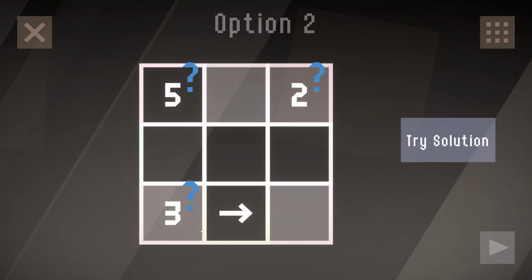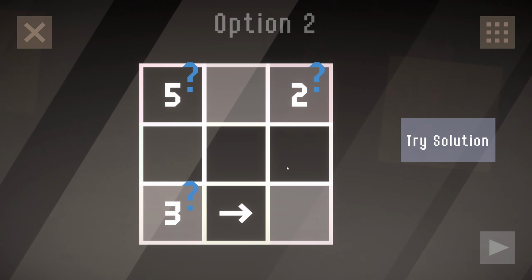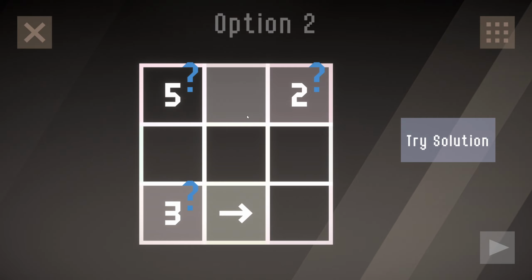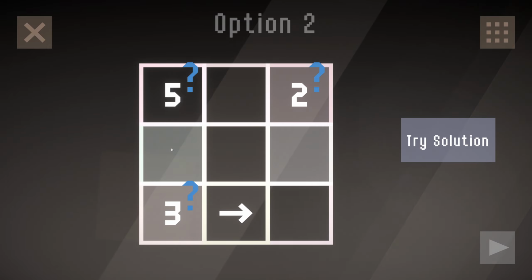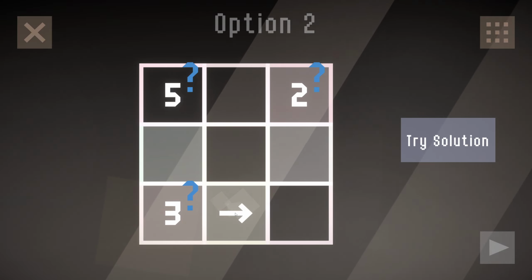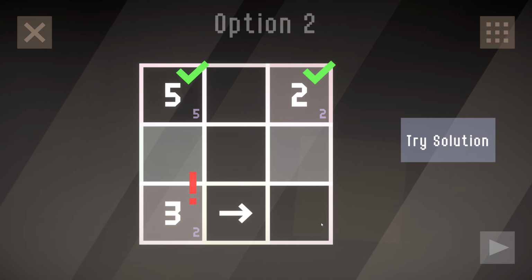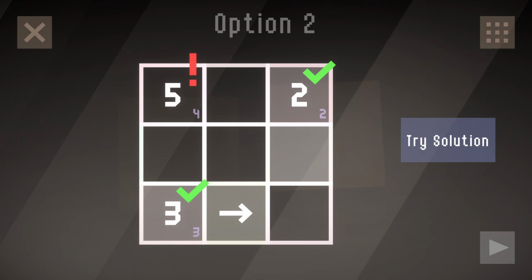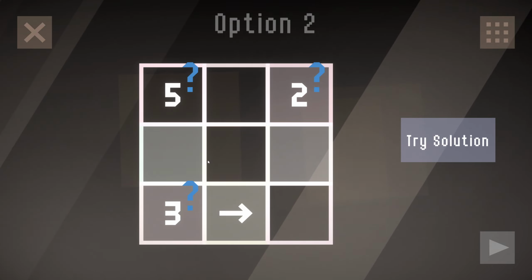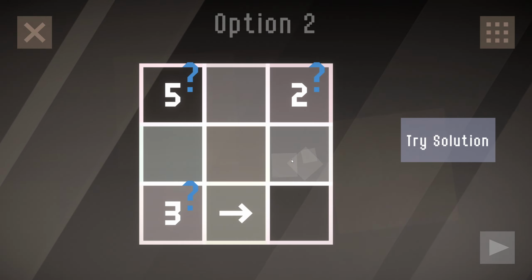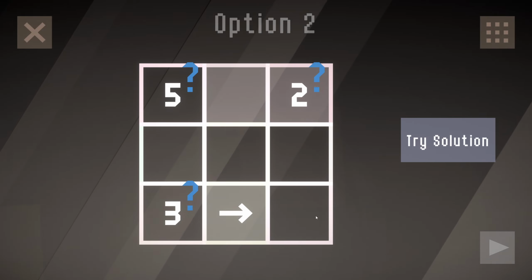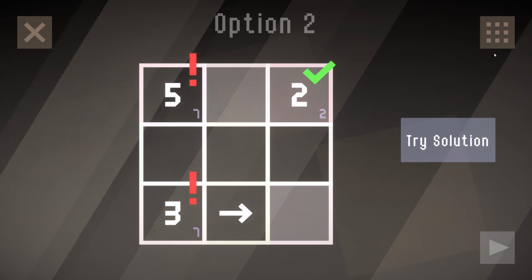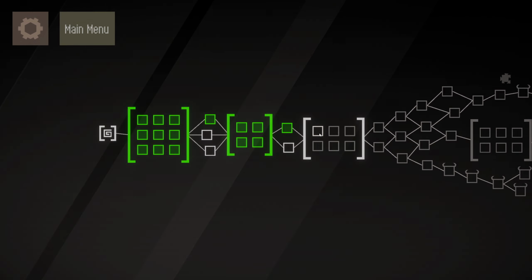How can I get the 5 and the 3 to count different numbers? If I do it that way for that, the 5 counts 5, the 3 counts 2. The 5 counts 4. I'm not seeing it. Let's keep moving.